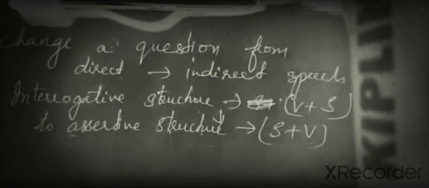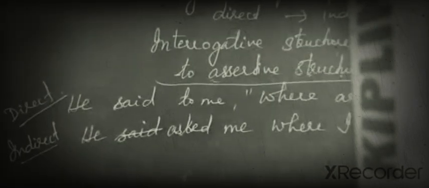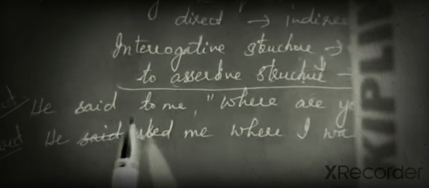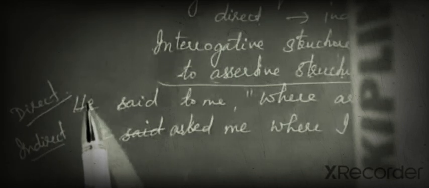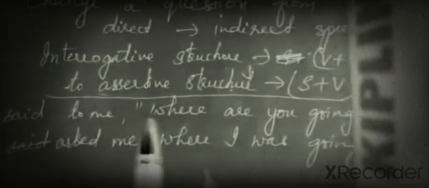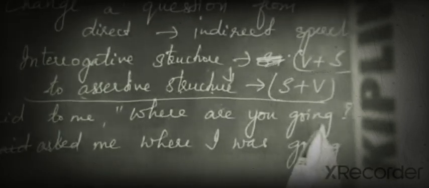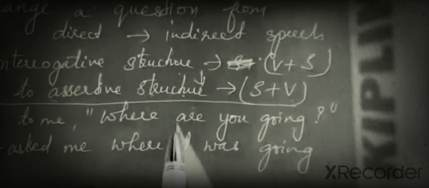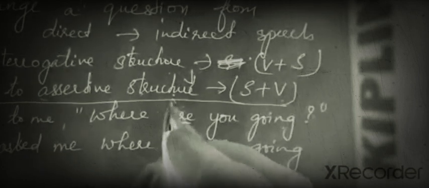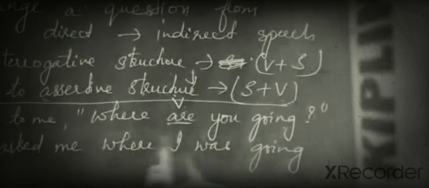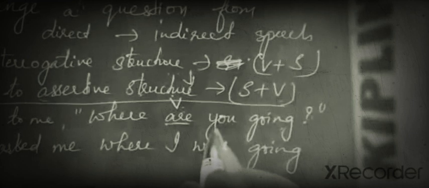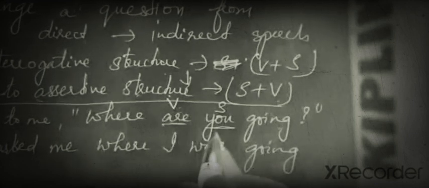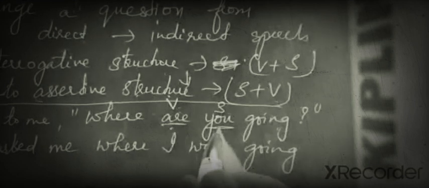Now I will show you with an example. Now you see the example. He said to me, where are you going? This is in direct form. Where are you going? So you can see over here, the verb first, interrogative form this is, isn't it? You have the verb first, then you have the subject over here. Okay, so verb first, subject, going.